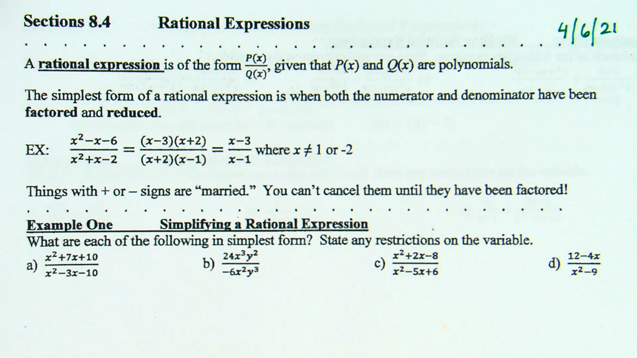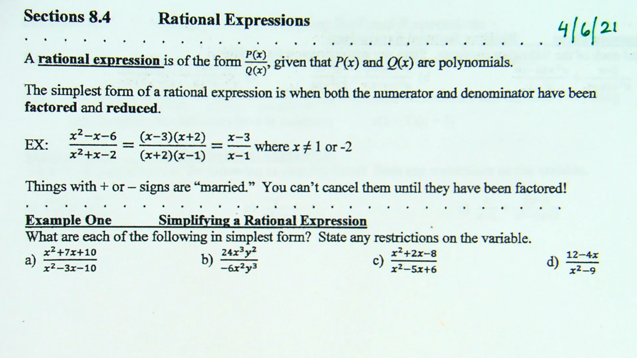Okay? So, notice up here, a rational expression is of the form P of x over Q of x, given that P of x and Q of x are polynomials. Basically, it's just saying it's a fraction form. P of x and Q of x being polynomials. If you remember a definition of a polynomial, that's when various terms are added and subtracted. Those are polynomials, okay?